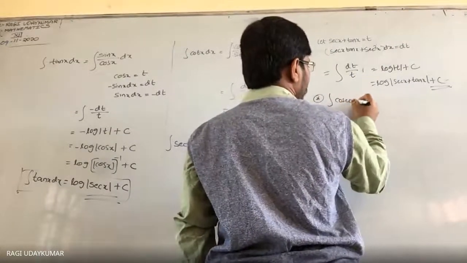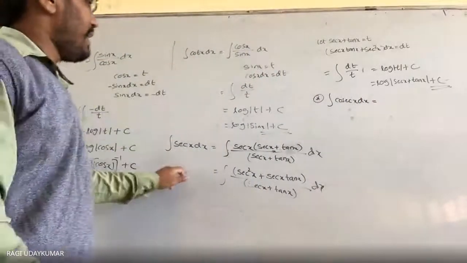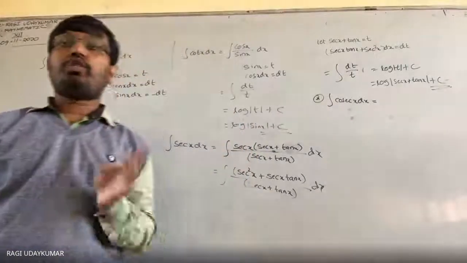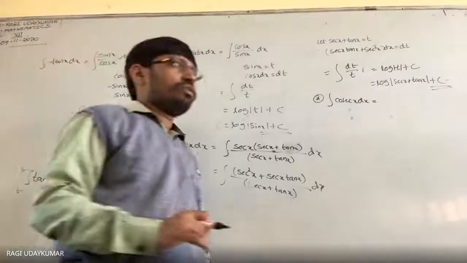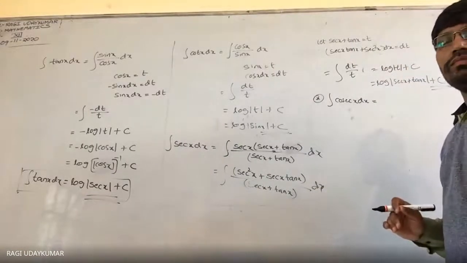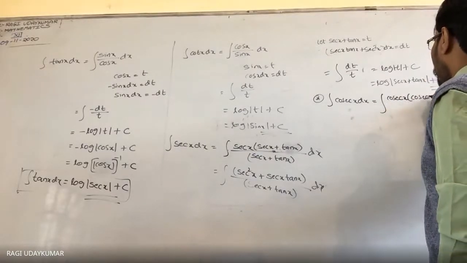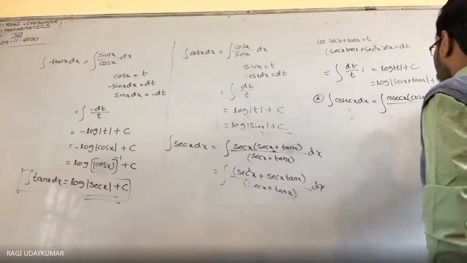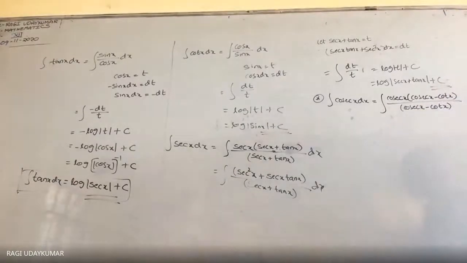integration of cosec x dx is equal to, see, tan x we found, cot x, secant x and cosec x, sin x and cos x, all the trigonometric functions you are having here now with the help of the substitution method only. Okay, so cosec x dx is equal to, how do you do? Cosec x in the numerator multiply by cosec x minus cot x, and in the denominator cosec x minus cot x, isn't it? Will you get it like this?